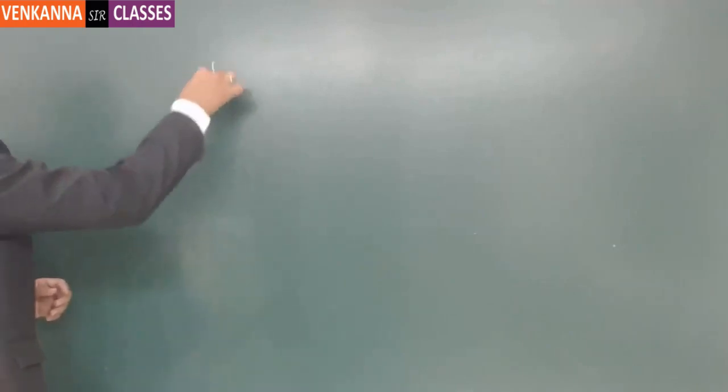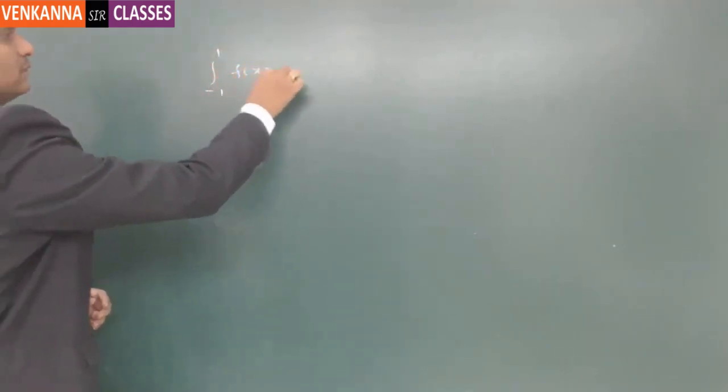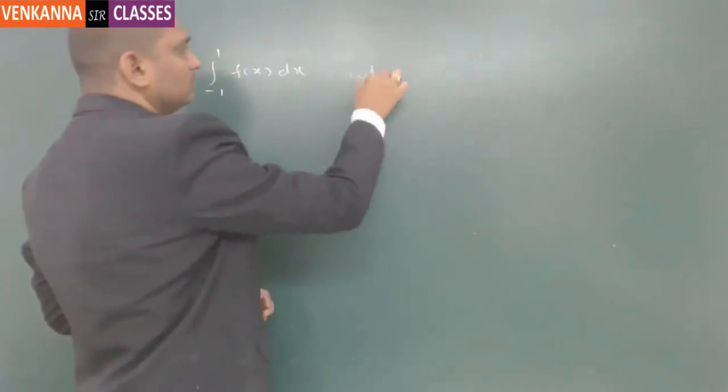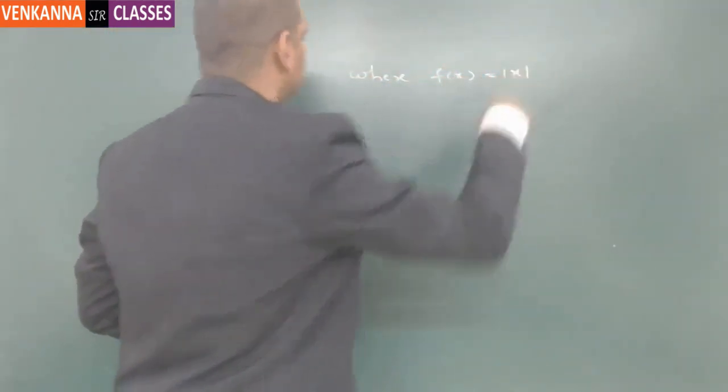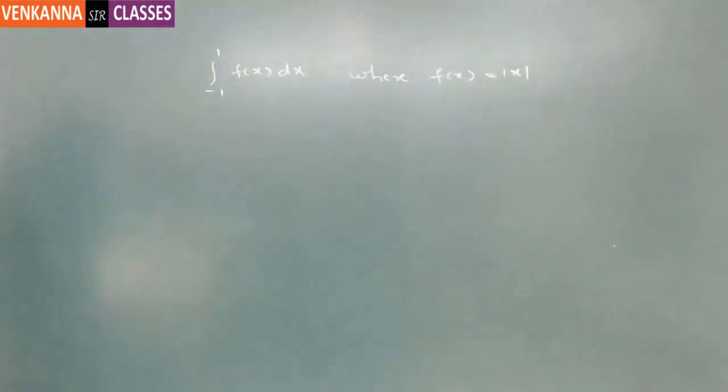Suppose the problem is given like this. Evaluate the value of the integral from -1 to 1 of f(x) dx, where f(x) is equal to mod x. So here the integrand is mod x. Not only mod x, you can take any other function which involves the modulus of x. So how to evaluate this?